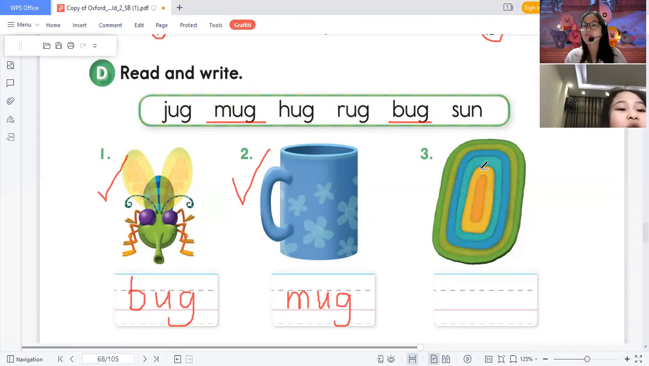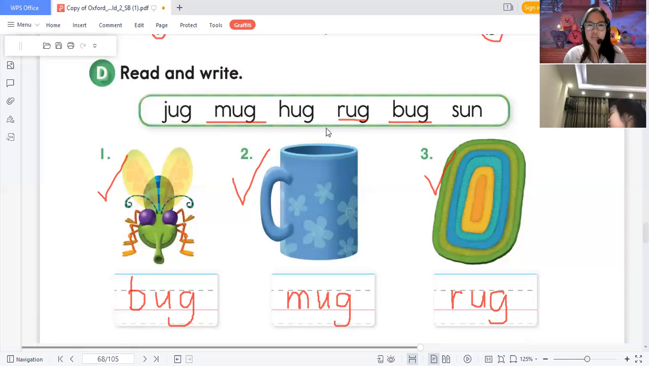It's a rug. Okay, correct. How do you spell rug? R. Okay, correct. U. And G. Okay. And here's rug. Good.